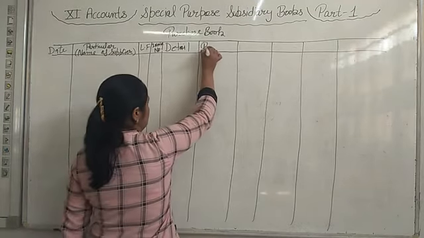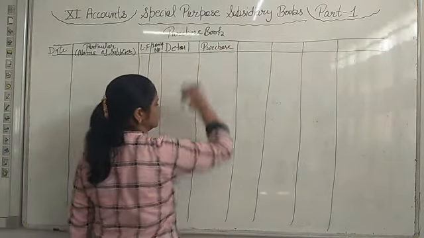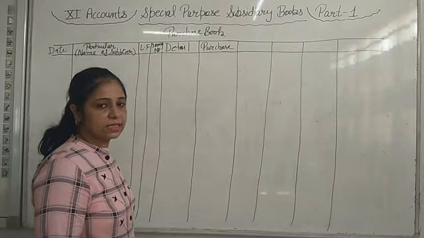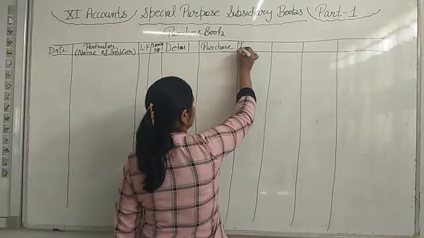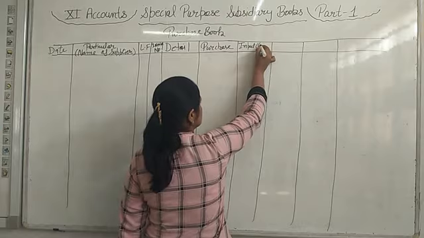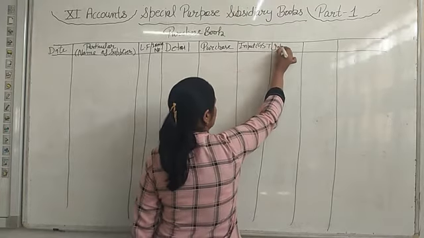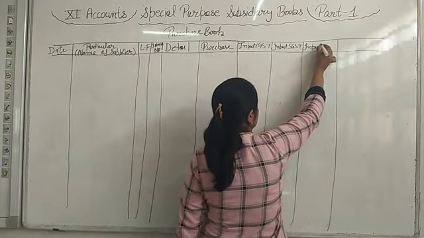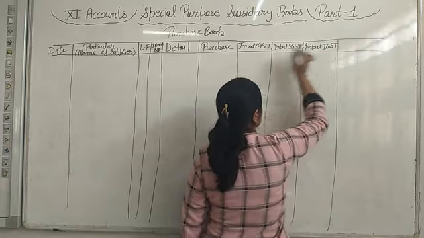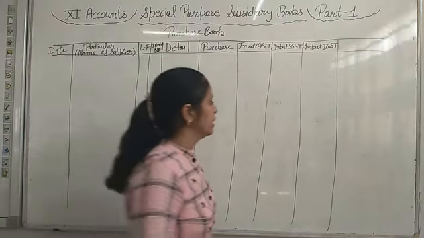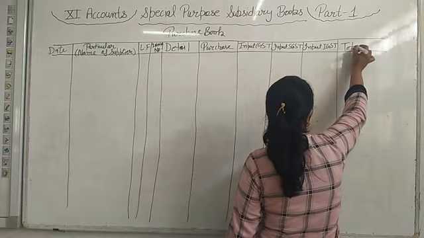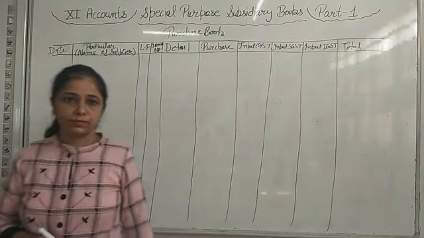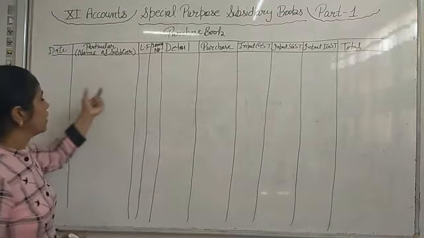Then how much amount of purchase? If with purchase we have paid GST, paid GST is known as input GST, that we will also record here. Input CGST, input SGST, input IGST. These 3 GST we will record here. And the last column of total, that how much amount we have to pay to the supplier. Okay, so this is the format of the purchase book.